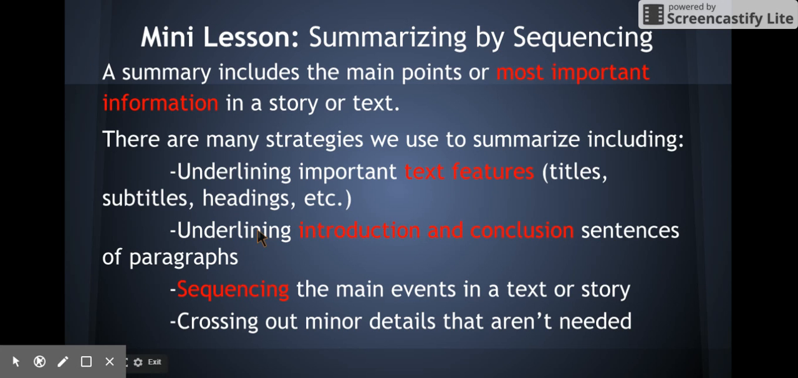We also want to underline introduction and conclusion sentences of paragraphs. Those are the first and last sentences of a paragraph, and they can be really important in helping us find essential information to summarize. The final step that can really help us summarize, and the one we're focusing on the most today, is sequencing. Sequencing the main events in a text or a story. We're going to look a little bit more into that on the next slide. And the final thing is crossing out minor details that aren't needed. That's when you find little things that aren't going to help you find that really main idea. So take about 10 seconds and make sure that the first part of your guided notes are completely filled in with anything in red.